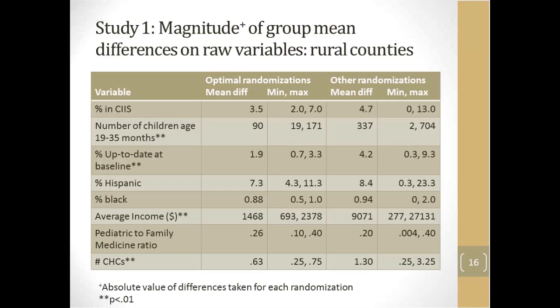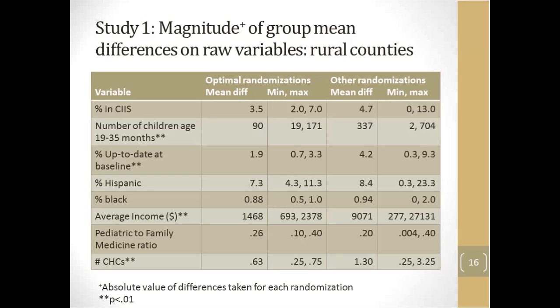Average income, there was a huge difference. In the optimal randomization group, the maximum difference was $2,378 for average income, whereas in the other randomization group, it could have been as high as $27,000 different, which is huge. Number of CHCs also were more constrained in the optimal randomization group.